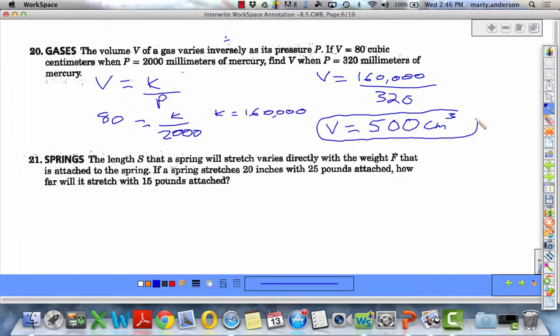So this is not a lot different from the problems that we just did. Step 1, solve for your constant of variation. Step 2, plug in and find what's missing.